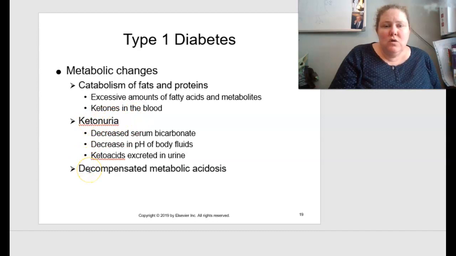And this can also cause a decompensated metabolic acidosis to occur. And that's when you get very, very into dangerous territory.